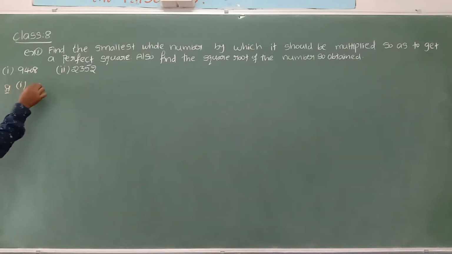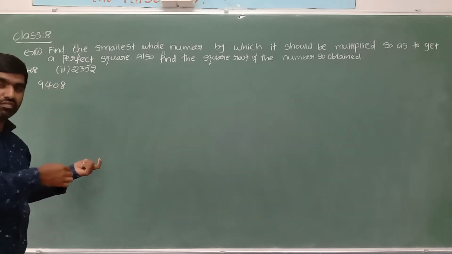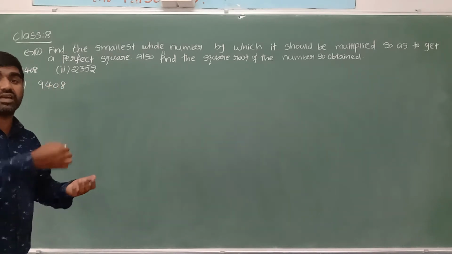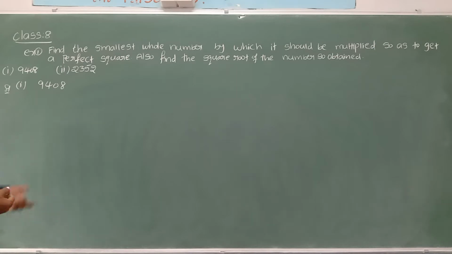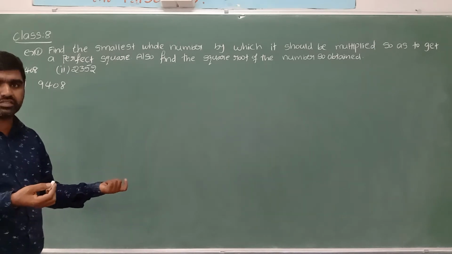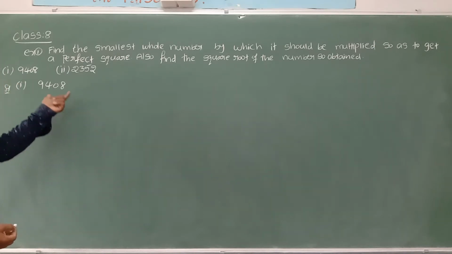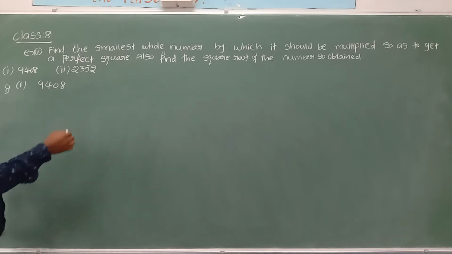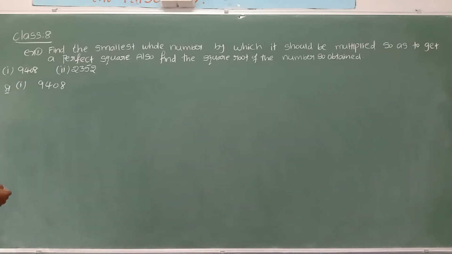First one is what here? 9408. First we will prime factorize this. Why? Because once we prime factorize, we can see which factors have exact pairs. If all the factors have exact pairs, no need to multiply anything. It is a perfect square number. We can find the square root easily once all the factors have exact pairs. If not, we'll see what number we can multiply.